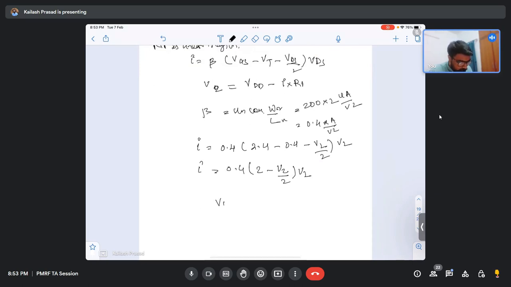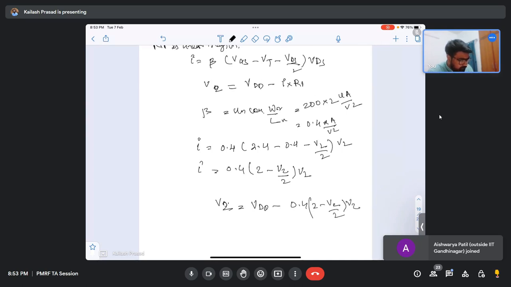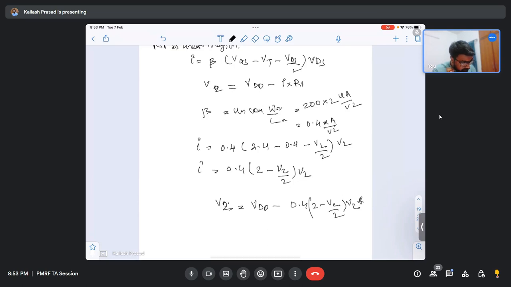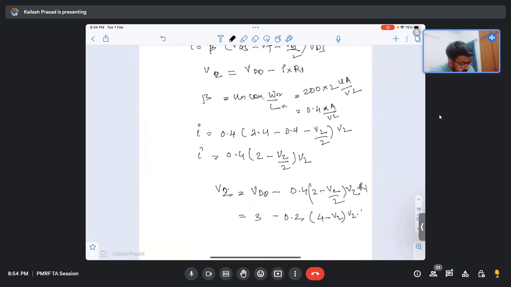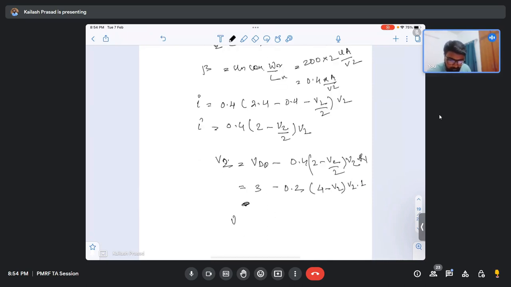So V2 is equal to VDD minus I, and I is 0.4 into (2 minus V2 by 2) into V2, into R1. So this will be the equation. VDD is 3 minus, see, 2 I have used over both, so this will be 2, this will be 4 minus V2 into V2 into R1. R1 is 1 kilo ohm, so R1 is 1. If I calculate everything, my V2 equation will be, because I have already solved, you can just verify, V2 square minus 9 V2 plus 15 is equal to 0.